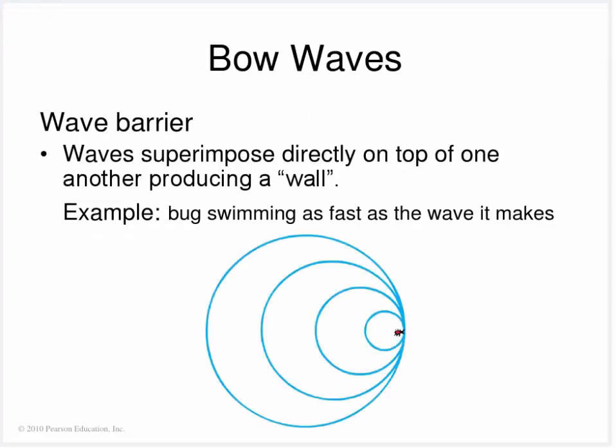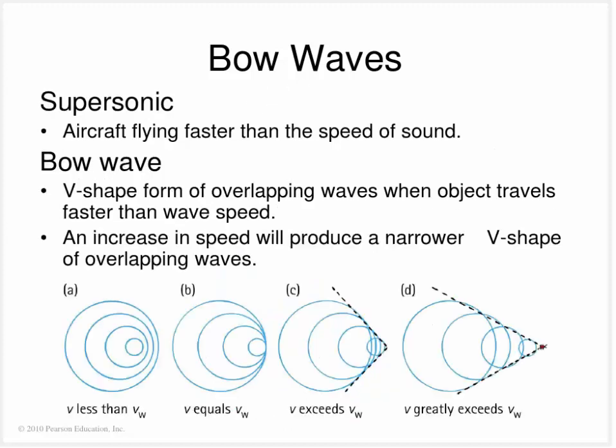Now, you may ask yourself, what happens if a source moves at just the right speed, so all of the crests in front of it tend to pile up in front of it? So here we have a bug, and what if that bug is swimming as fast as the wave that it makes? Well, here all the crests are going to pile up, and we're actually going to have what we would call a bow wave. Now, here we have a bug, and the bug is moving at some speed less than that of the water, and here we're going to have a bug with its speed equaling the wave speed.